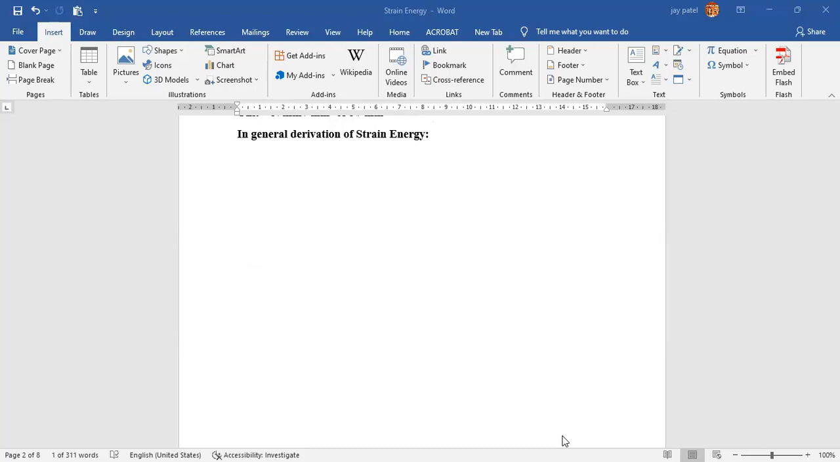Let me share a whiteboard. Is the whiteboard visible? Please confirm. Yes, sir. Okay, fine. Now, understand what we are trying to do here. We are trying to derive the equation sigma square by 2E into V. You people should know what we are actually doing here. It will be a slightly boring topic, but it is necessary to understand the fundamental concept.